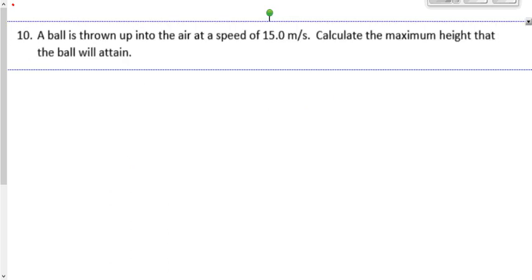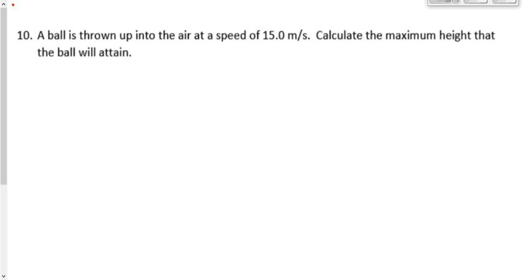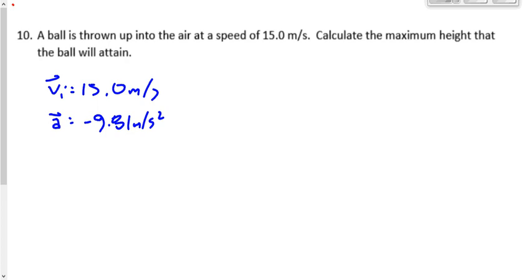says a ball was thrown up into the air at a speed of 15 meters per second, the maximum height that the ball will attain here. What do we have here? VI is 15.0, positive because it's upward. A is, Alyssa, what's A? Yep, negative 9.81 meters per second squared. Is that all we got? Maximum height? What would that be? Displacement, yeah. Oh, there's one more thing that we so need to put in here, Sawyer.